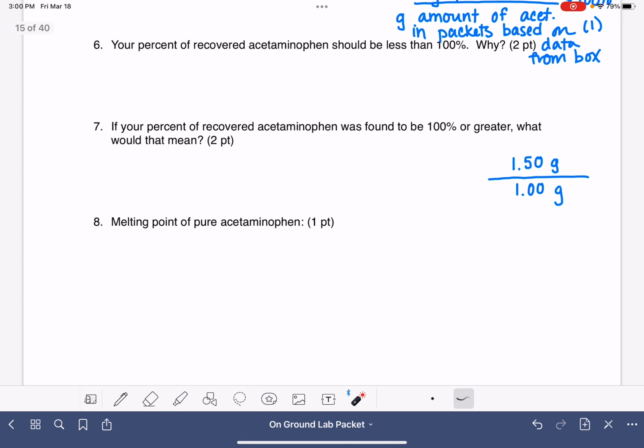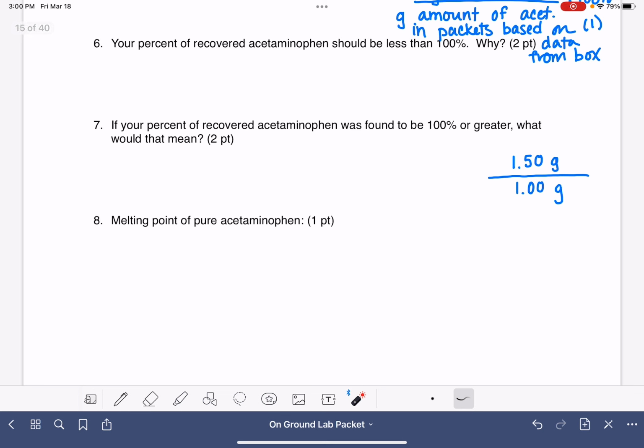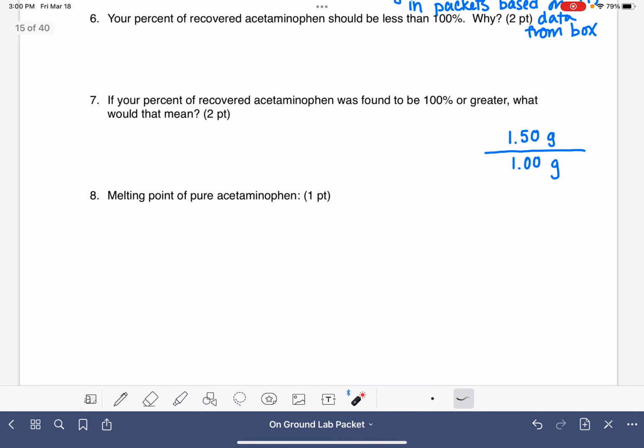And then the last question, you are just going to be recording the melting point of the acetaminophen that you obtained in the lab.